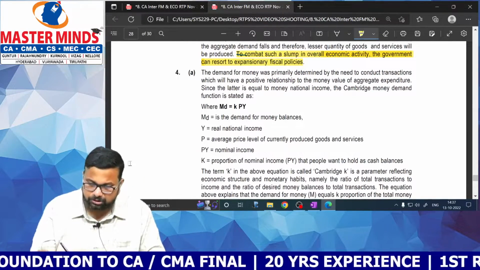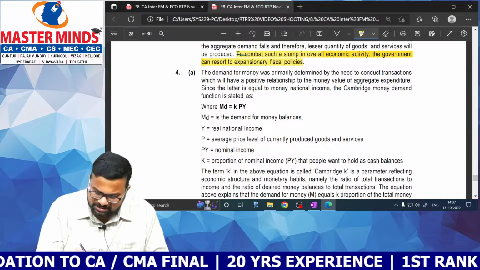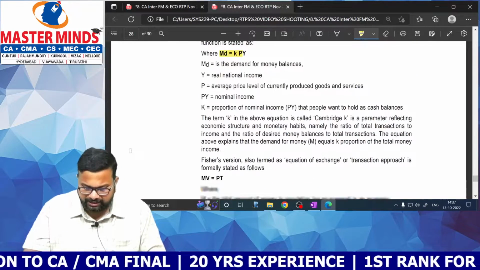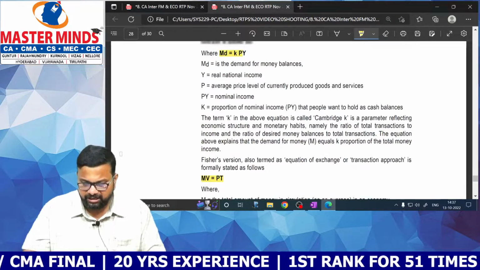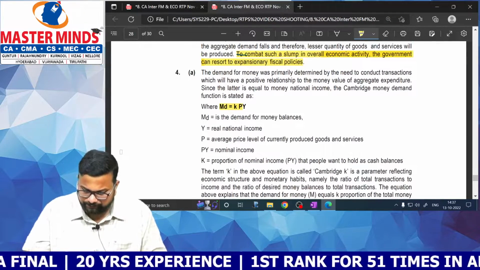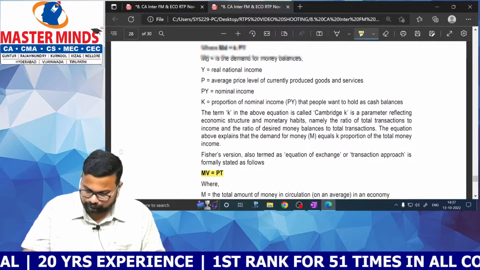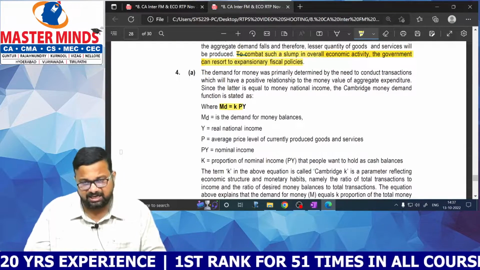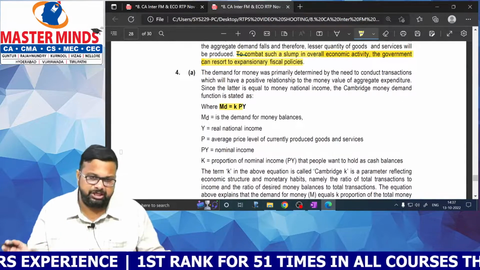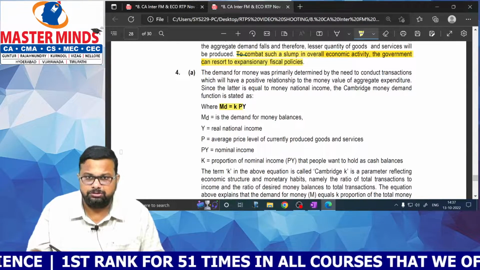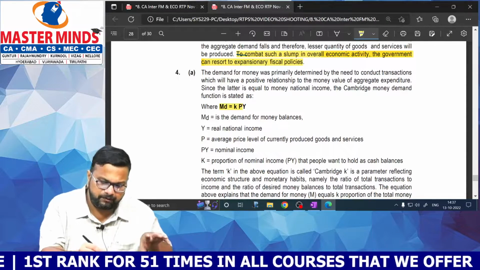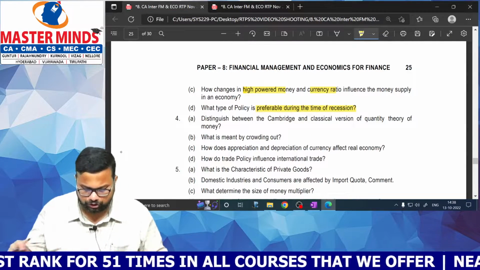First, you will write about the Cambridge approach. The formula is MD equal to K of P into Y. And then you will write about QTM, the quantity theory of money, given by Irving Fisher. The same thing is given there. So basically, distinguishing means we need to differentiate. Either you can prepare it in column or tabular form, or you can write it like this also. First, you will write about the first part of the question. Next, you will write about the second part of the question.